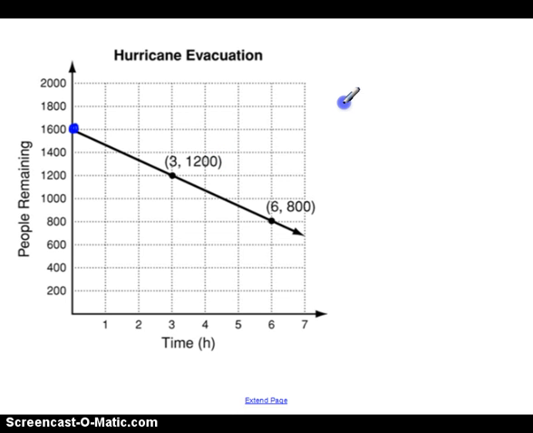So the change in our dependent variable, so the people remaining, it's going from 1,600 down to 1,200. So it's going down by 400 people. And that's happening over the course of 3 hours. So that's in this blue section right here.